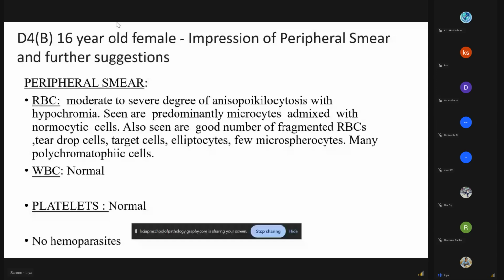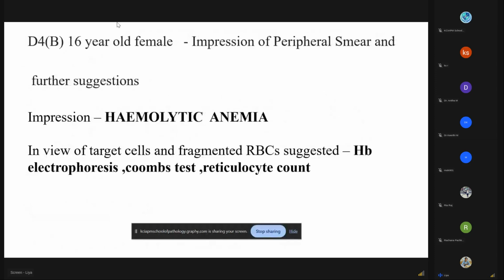Maybe the platelet discrepancy, that is the abnormally high value in the first run, is because of the fragmented RBCs being counted as platelets. The impression can be hemolytic anemia, and in view of target cells and fragmented RBCs, hemoglobin electrophoresis, Coombs test, and reticulocyte count can be suggested.